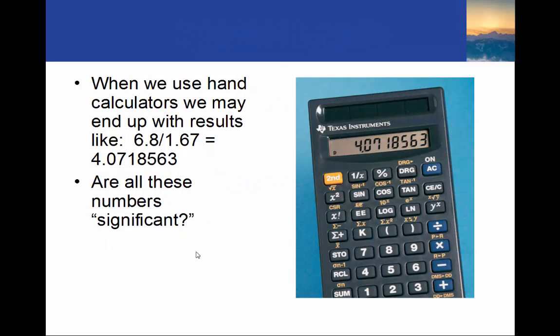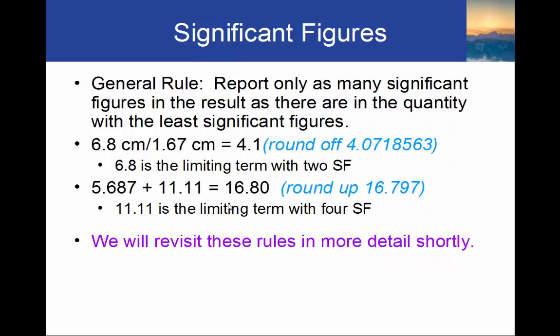Basically, what they're used for is when you get some number on your calculator. For example, this one gives us a bunch of digits from dividing 6.8 by 1.67. You need to know how many of these digits you should actually keep, or how many you should actually record when writing your answer. And the quick rule of thumb is that you report only as many significant figures in the result as there are in the quantity with the least number of significant figures. So if there's 3 in one of yours, then you should round off to 3 significant figures.